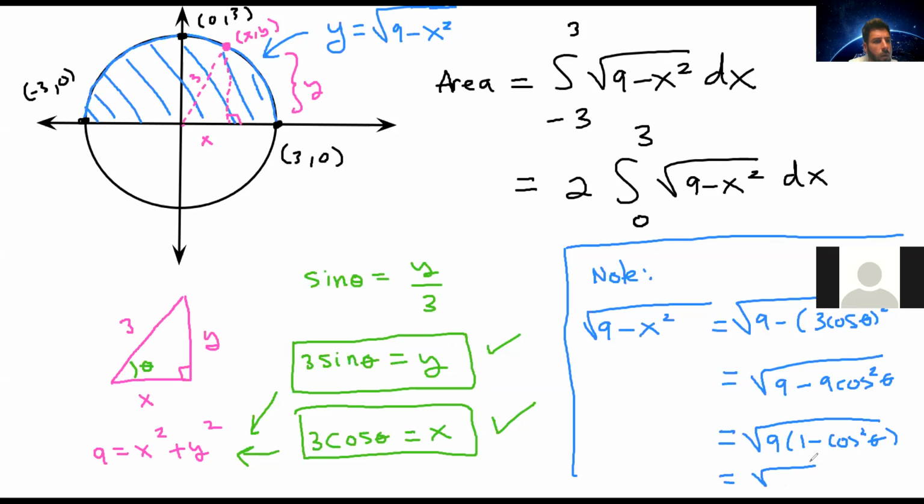So what is 1 minus cosine squared? It's sine squared. Again, what am I using? I'm using the Pythagorean theorem. Or if you write it as sine squared plus cosine squared equals 1, we call it the Pythagorean identity.